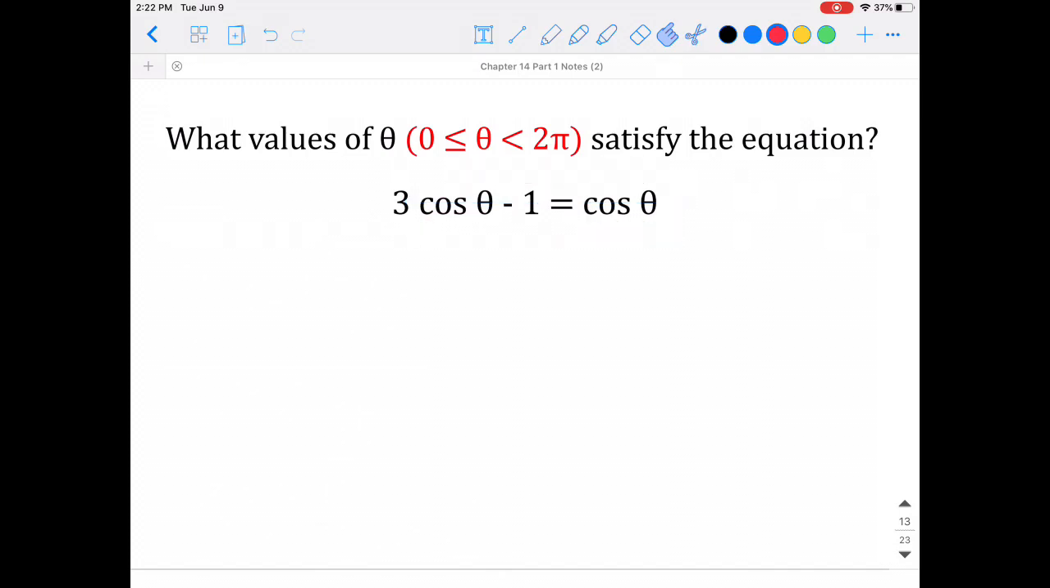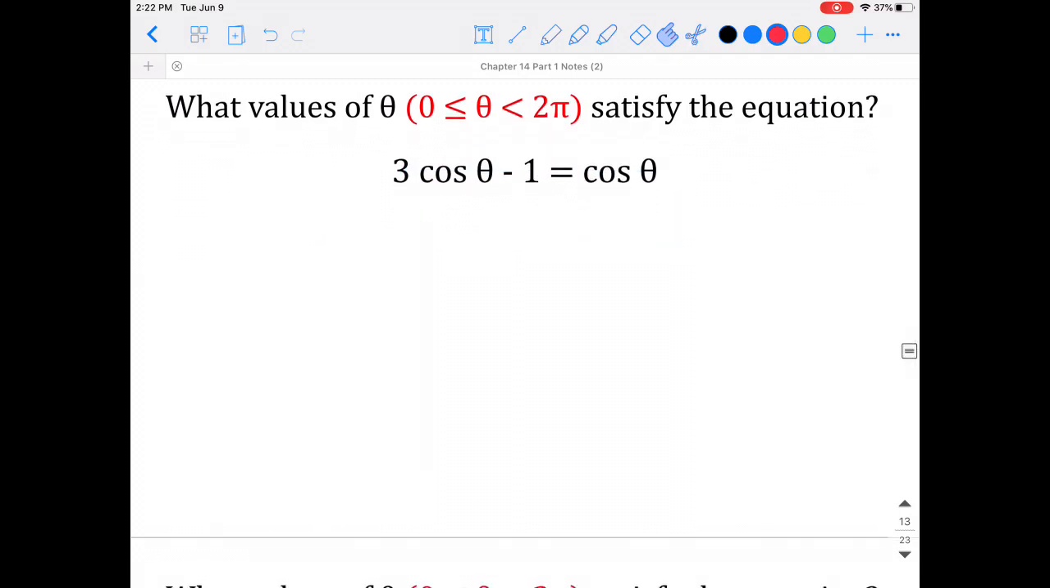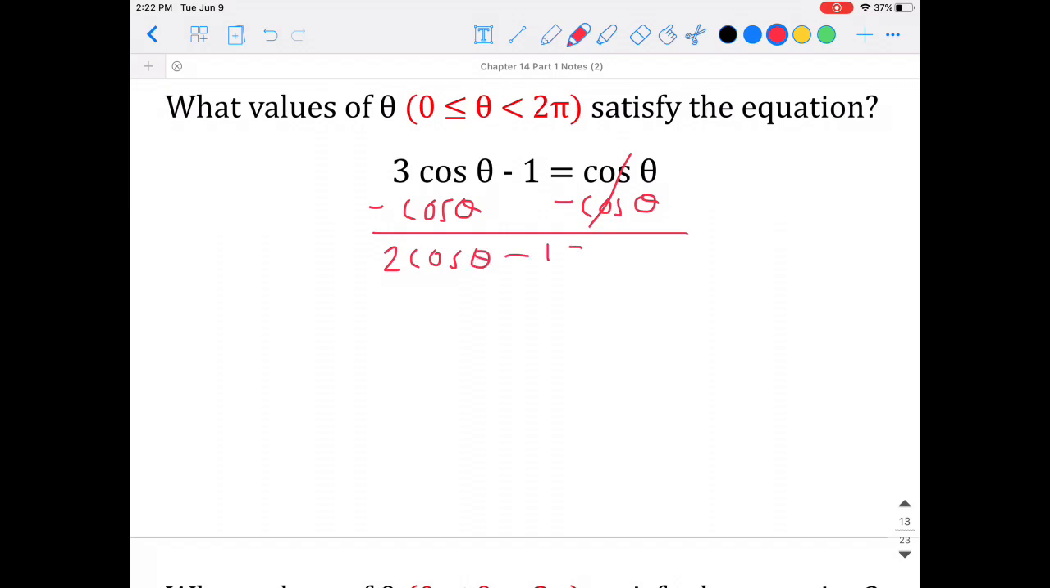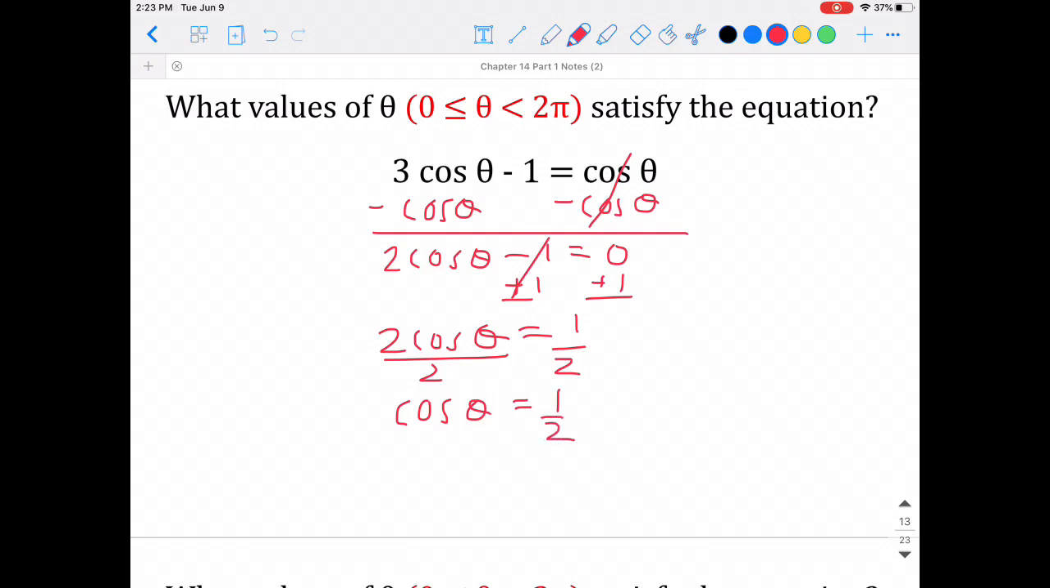So looking at this equation, we're trying to isolate our variable, which in this case is theta. We're trying to find the values of theta. So we're going to do the same thing. We're going to subtract cosine of theta from both sides to get our variable to the same side of the equation. Now these are like terms, so we can subtract. So we have 2 cosine of theta minus 1 equals 0. Next step, we're going to add 1 to both sides. And we're left with 2 cosine of theta equals 1. Divide both sides by 2, and we have cosine of theta equals 1/2.